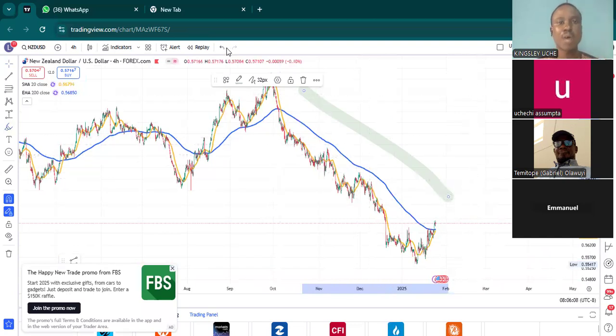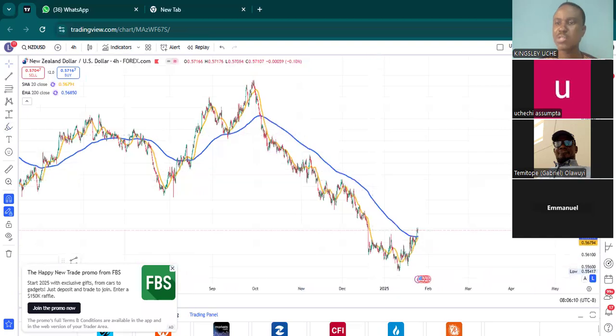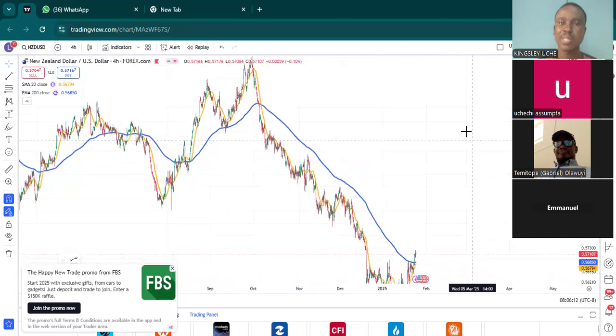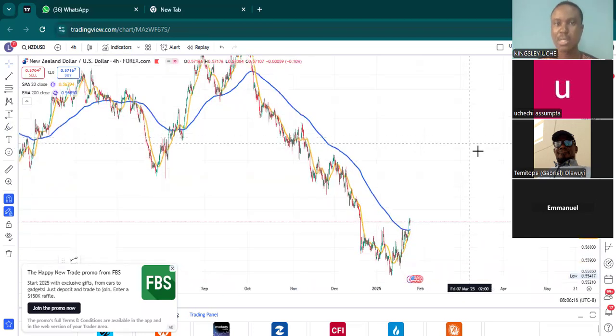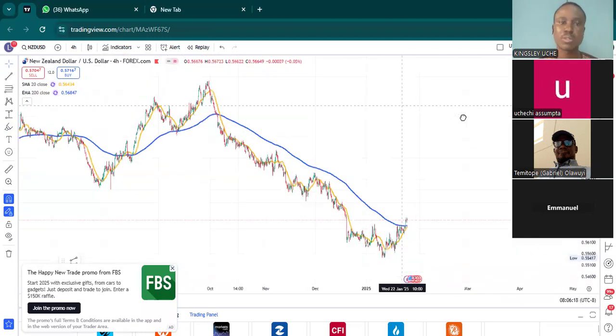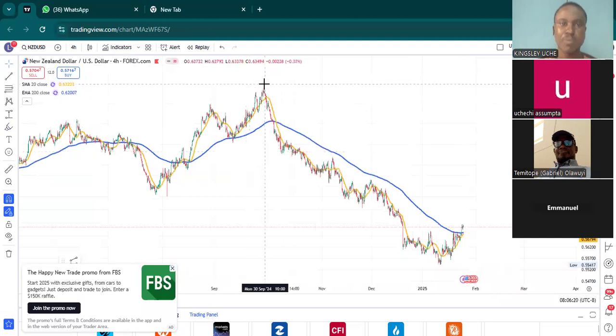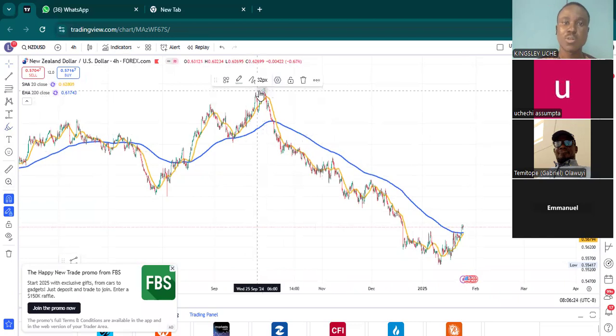Now, because it's in a downtrend, we're looking for lower high, lower low, right? Now we need to look for lower high. So here is a very good spot for lower high. Here's a lower high. This is a lower high, right?